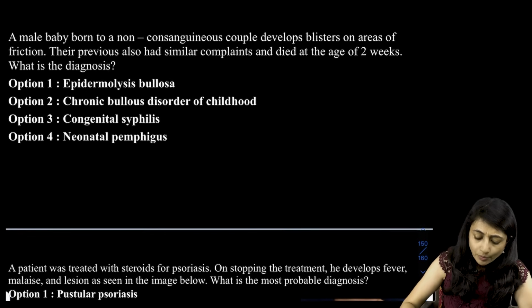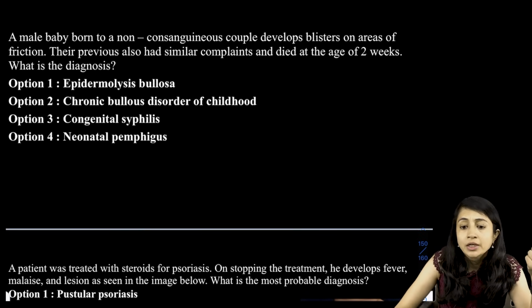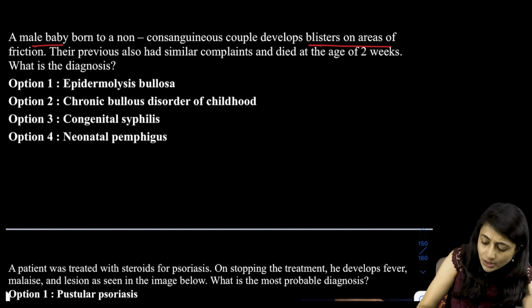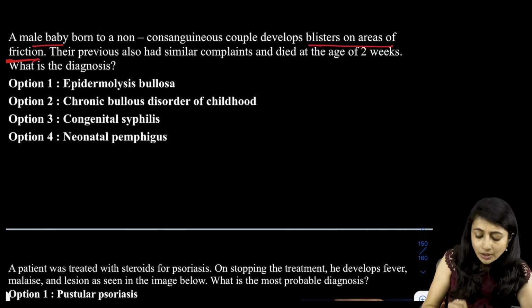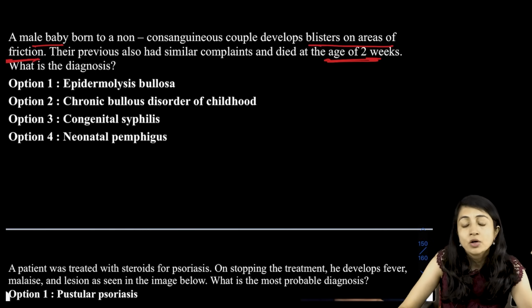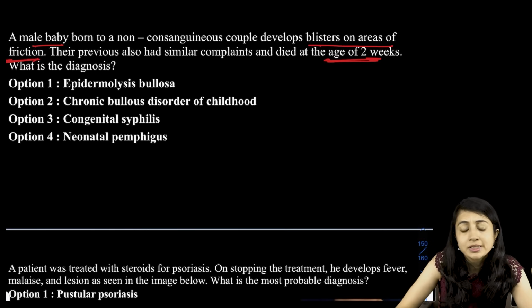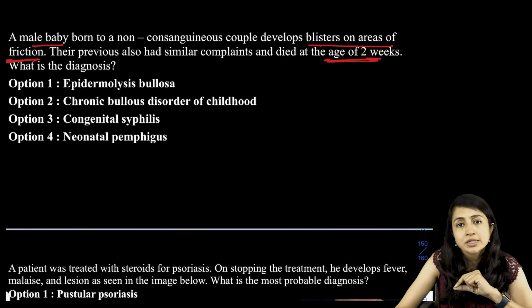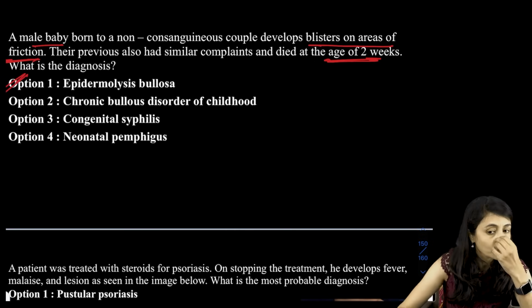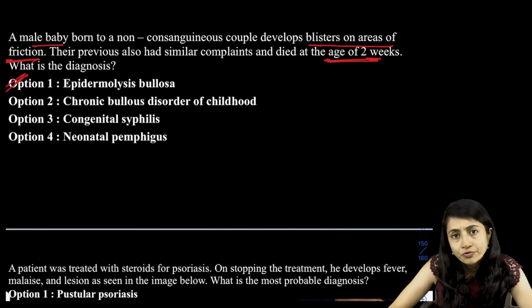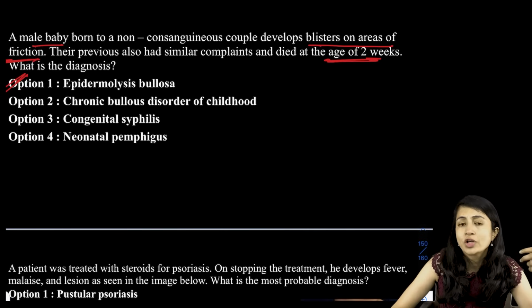Aspergillus. A male baby born to a non-consanguineous couple develops blisters on areas of friction. Their previous child also had similar complaints and died at the age of 2 weeks. What is the diagnosis? Now, whenever you see blisters at the site of friction, you are dealing with a mechanobullous disorder. Which out of these is a mechanobullous disorder? It is epidermolysis bullosa. Epidermolysis bullosa presents on areas of friction. It is a genodermatosis, so you will have a positive family history, right?